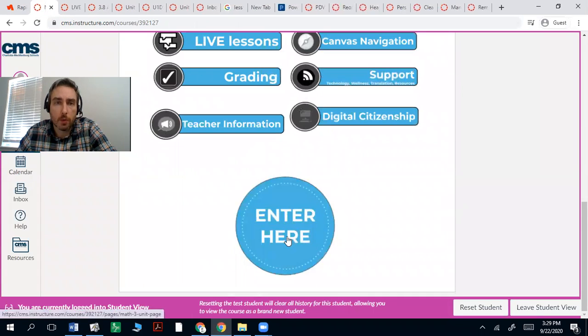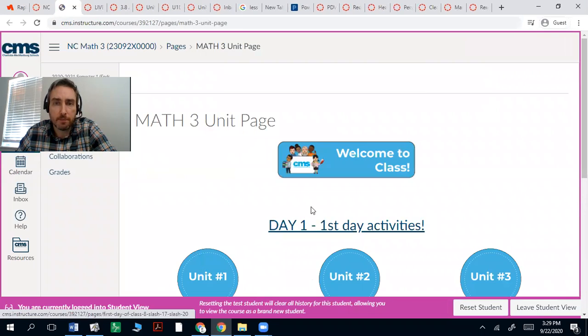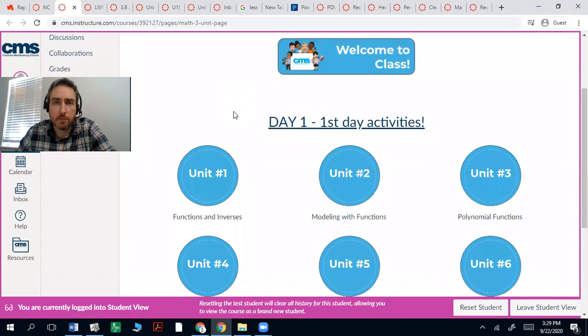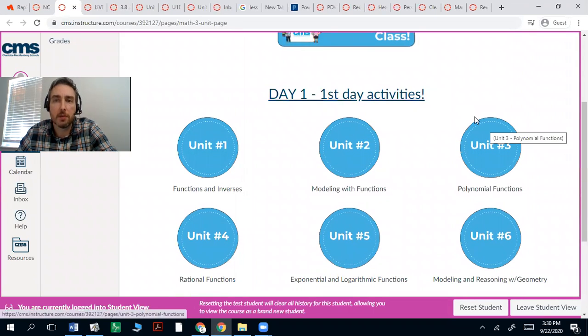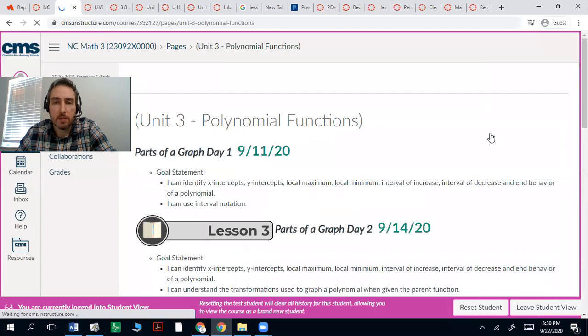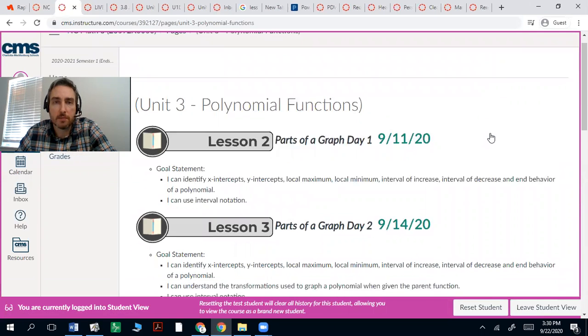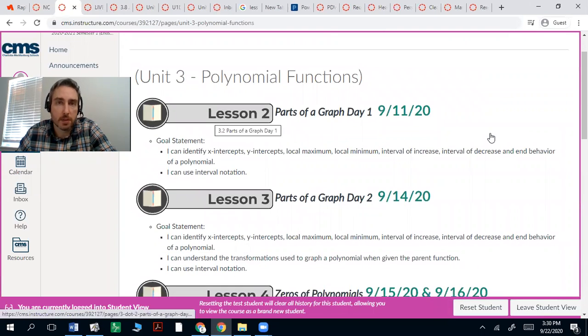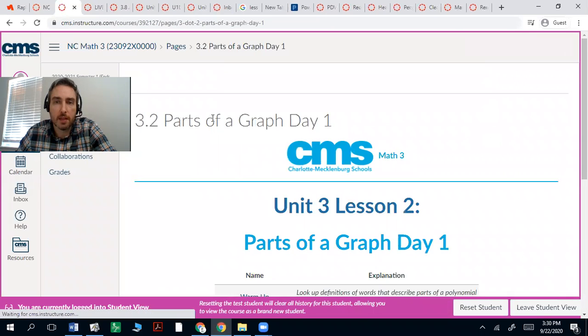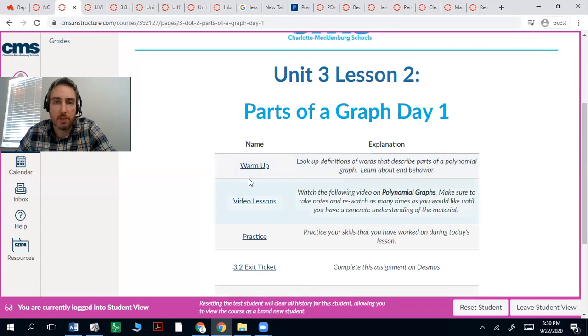When they go into the course, they're going to see a whole bunch of units. Currently, we're on Unit 3, so if they click on that, they'll see all the lessons we've done. They can click on, for instance, Lesson 2, and it'll give you a guideline through what we are to do today.